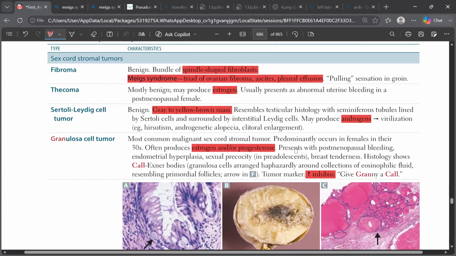So for sex cord tumors, for fibroma, the important thing is Meigs syndrome, that is the pulling sensation. For thecoma, estrogen is in abundance. For Sertoli-Leydig cell tumor, androgens are in abundance, and for granulosa cell tumor, there is an increased inhibin. So these are some important markers to remember for these respective tumors.